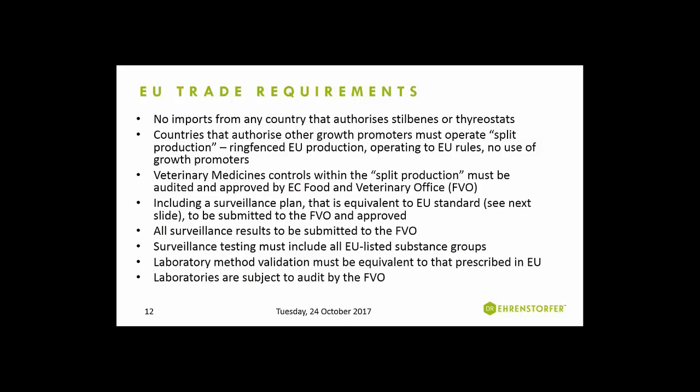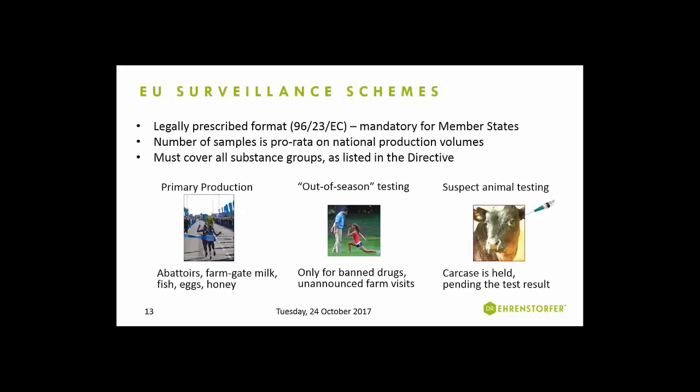The surveillance testing plan has to include all of the EU listed substance groups. Laboratory method validation has to be equivalent to that prescribed in the EU. And the laboratories themselves are also subject to audit by the FVO. So the requirement for a surveillance scheme, in some form or other, is not unique. Every country must have some form of surveillance testing scheme to check that authorizations are working as envisaged and MRLs are not being breached.